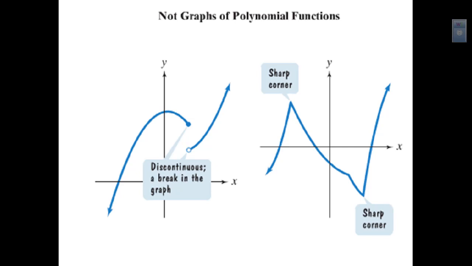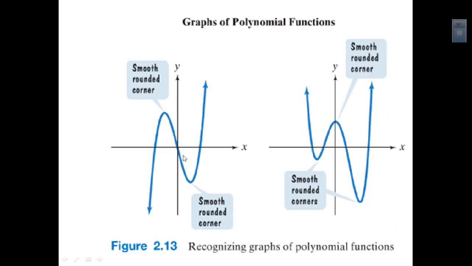Now here are some graphs that are not polynomials. This one we have a discontinuous break. We have a break in the graph right there. Here we have a sharp corner, and a cusp right there. Actually, all these are cusps. But that's what we look at as possibilities when we get into graphs of things that are not polynomials. Polynomials, as we looked at, are nice and smooth and continuous.